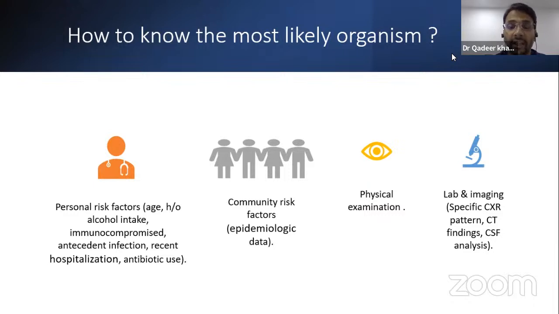Community factors: whether the patient comes from a community, the patient's background epidemiological data, which organisms are prevalent in those areas. A few organisms also have epidemiological preferences. Depending on that, we should start an antibiotic appropriately.